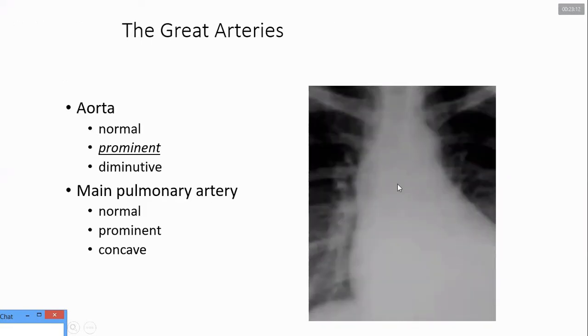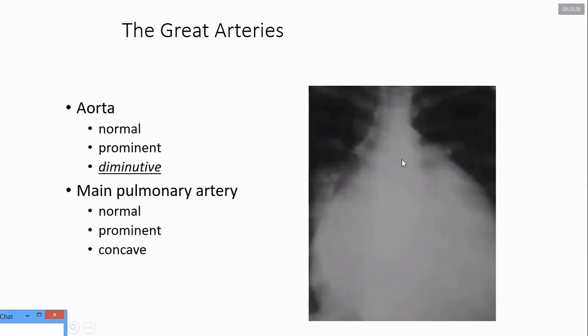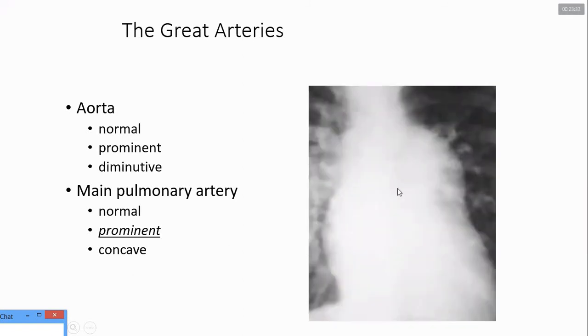Now, the prominent aorta. See how the aortic arch and aortic knuckle are prominent. This is so prominent in comparison to the previous slide. Now, diminutive: we barely see the aorta and the aortic knuckle. This is a diminutive aorta.